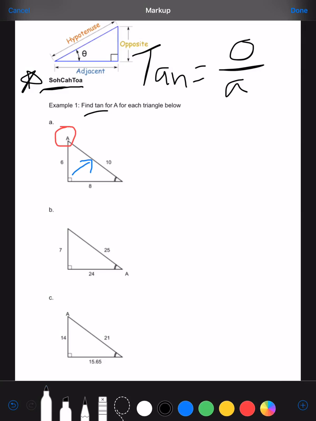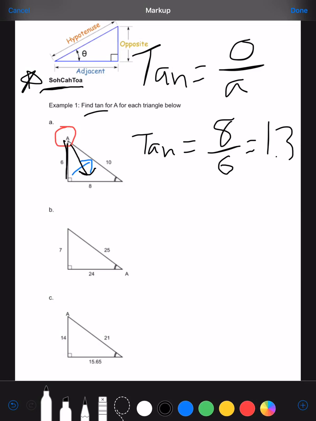So tangent is equal to our opposite, so we're going to go from A across, which is 8. So 8 over, and then 6 would be our adjacent because it's right next to it, but it's not the hypotenuse. So 6. So our ratio is just 8 over 6. I do want you guys to reduce this down to a fraction, so we're going to do 8 divided by 6. We're going to end up with 1.3. Okay? So that's our answer for part A.